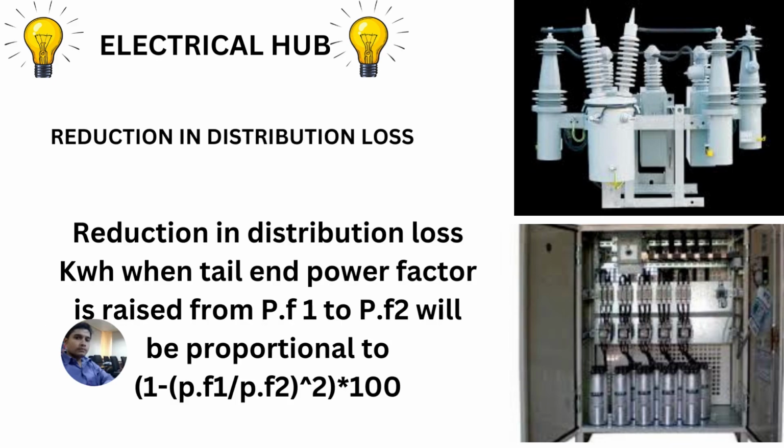Reduction in distribution loss. The reduction in distribution loss in kilowatt hour when the power factor is raised from PF1 to PF2 will be proportional to 1 minus (PF1 by PF2) whole square, multiplied by 100.